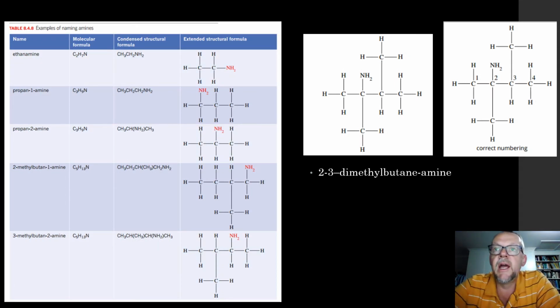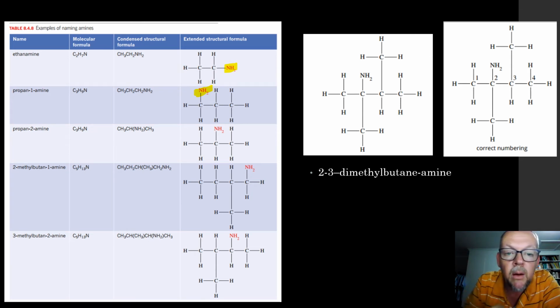So if we want to name a few here, what's the first one? We've just got our ethanamine here instead of ethane. Now let's have a look at this one. The amine group is on the first carbon atom, so this is a 1, 2, 3, so that's a propane, but we've got an amine group on it, so it's a propan-1-amine.